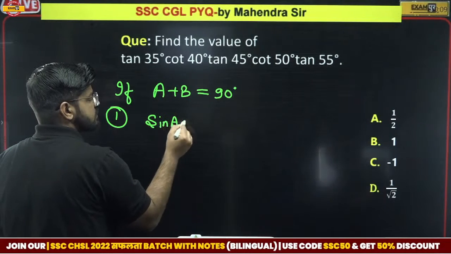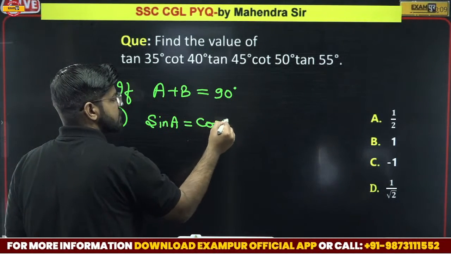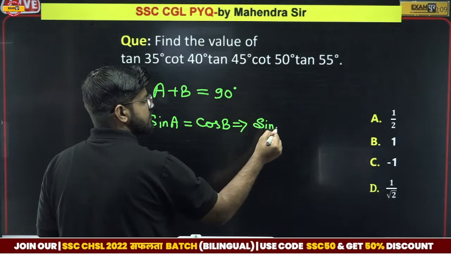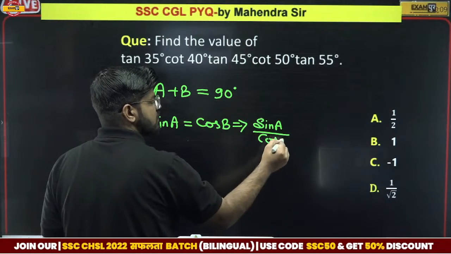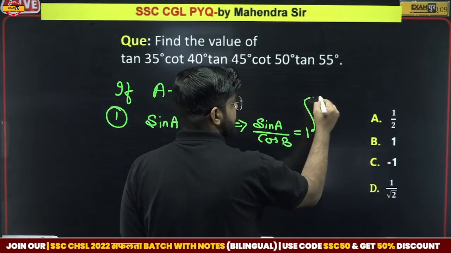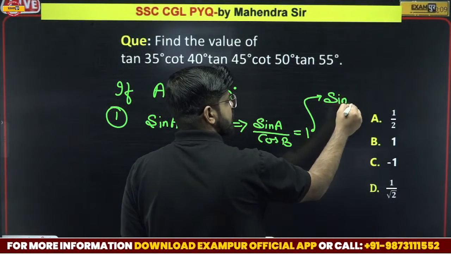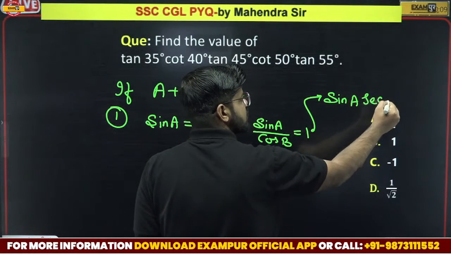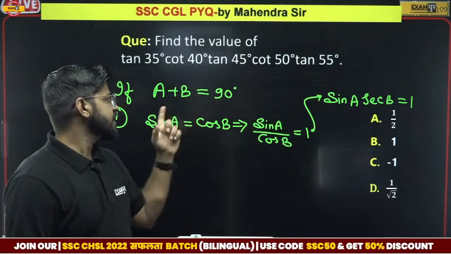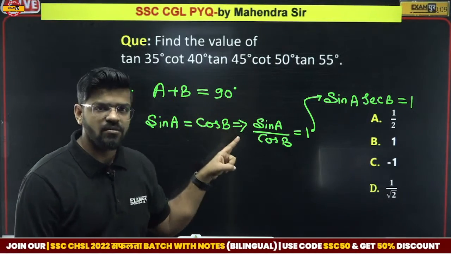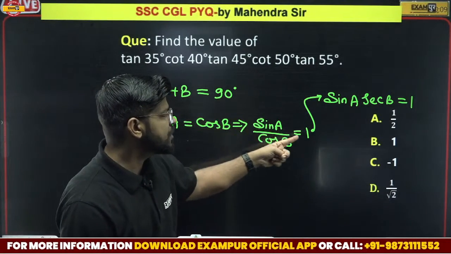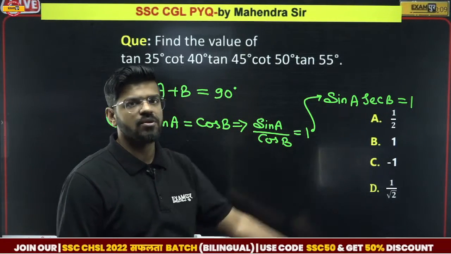We will get sin A is equal to cos B, and this can also be written as sin A by cos B is equal to 1, right? And this again can be written as sin A into sec B is equal to 1. So if A plus B is equal to 90, meaning the sum of these two angles is 90, then the ratio of this will be 1, or sin A into sec B is equal to 1.